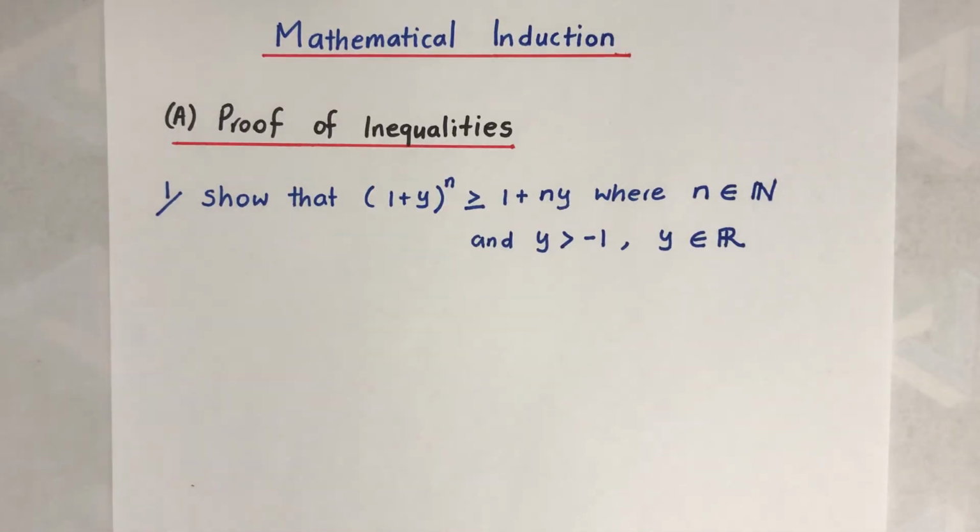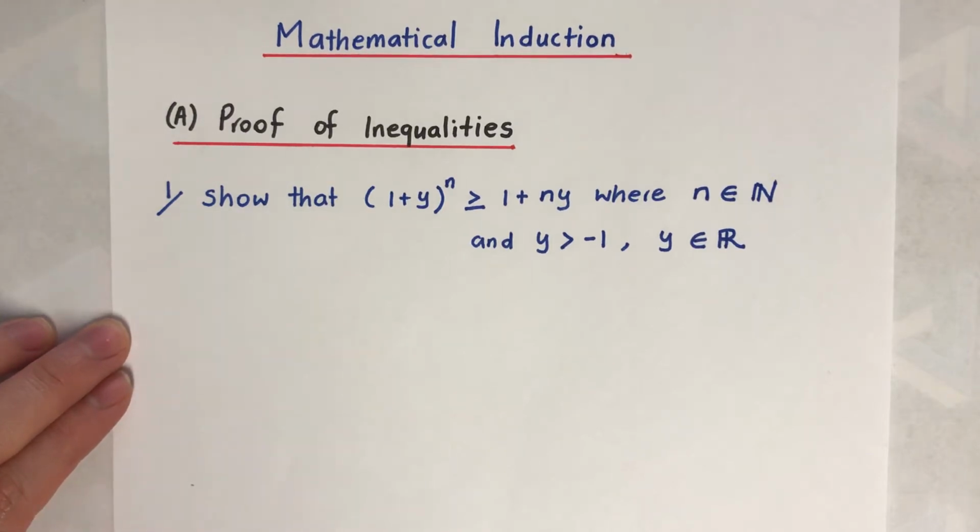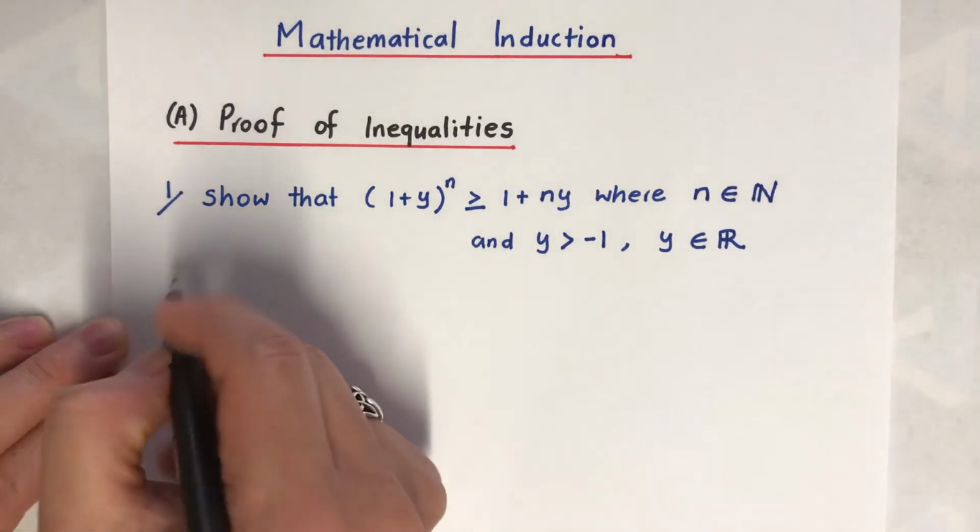Okay, mathematical induction. First one is a proof of inequalities. First question, show that (1 + y)^n is bigger than or equal to 1 + ny, where n belongs to natural numbers, which is all positive integers, and y is bigger than -1, and y belongs to R, which is real numbers. Okay, step 1.